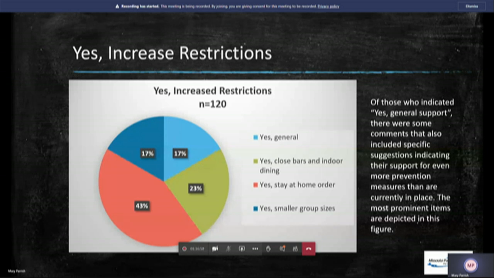Across these comments, I will say that the communications team was a little surprised by how much support there was for something like a stay-at-home order. So 43% of the 120 comments that were specifically in support of either adopting or adopting with revisions wanted to take the board rule even farther and think about a stay-at-home order. Otherwise, some of the comments included closing bars or ending indoor dining and returning to takeout only. And a lot of folks were also interested in reducing group sizes. And just as a reminder, we've said this a few times, but please remember that some of this comment was sent to us before Governor Bullock spoke.